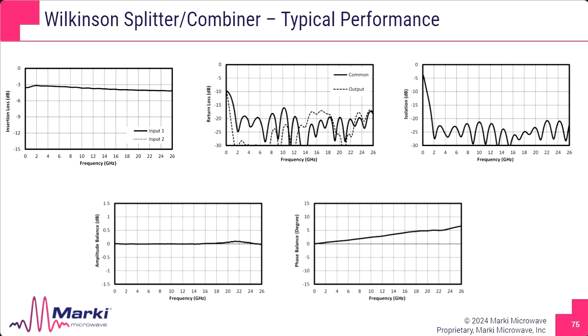This is one of those multi-section Wilkinson designs. This is the PD0220, which is a 2 to 20 gigahertz two-way Wilkinson splitter combiner that we create. So first thing we can notice is below 2 gigahertz and above 20 gigahertz, so out of band, the insertion loss is great. It doesn't really degrade, and it's certainly not limiting our performance. But it's the isolation and the return loss as well.